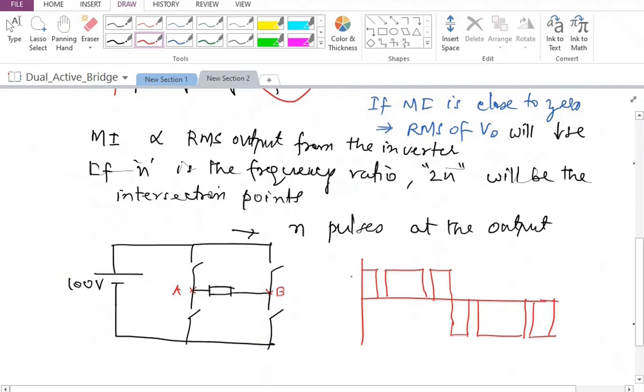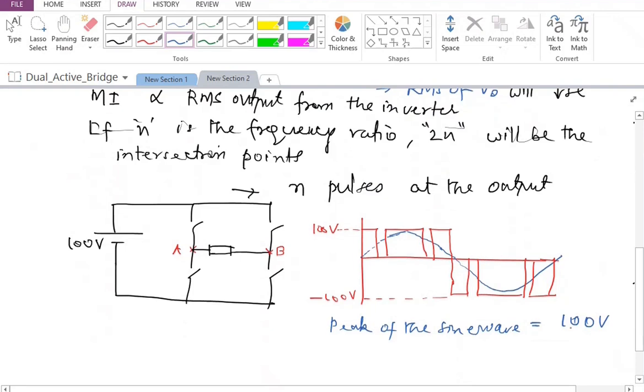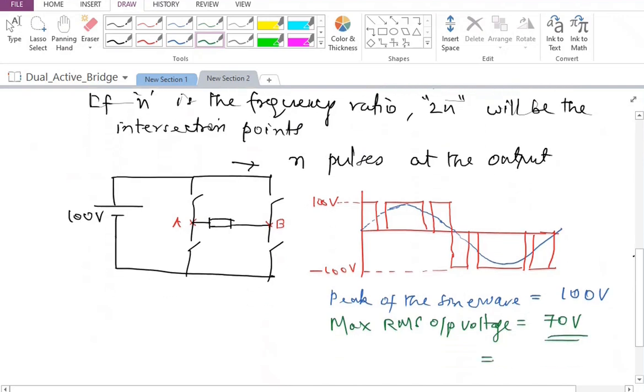In which case, the maximum amplitude will be 100 volts and the minimum amplitude will be minus 100 volts. So consider the peak of the approximated sine wave. If this is the kind of sine wave I'm going to have, repeating itself in the negative half cycle also, the peak of the sine wave at the most can be 100 volts. So I definitely can't have an RMS value greater than about 100 by root 2, which is 70 volts. So the maximum RMS output voltage can be only 70 volts, nothing more than that. The sinusoidal PWM technique will give you much less voltage than the DC voltage that is available.